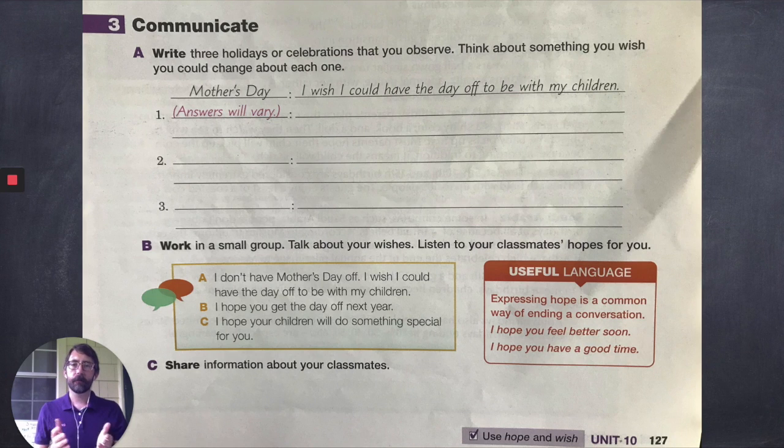In the bottom of page 127, we also have a little bit of a writing assignment where it says, communicate. Write 3 holidays or celebrations that you observe. Think about something you wish you could change about each one. Okay, we just had Mother's Day, and they give us Mother's Day as an example. So, I wish I could have the day off to be with my children. There's an example. So I want you to come up with 3 other holidays that you like to celebrate.